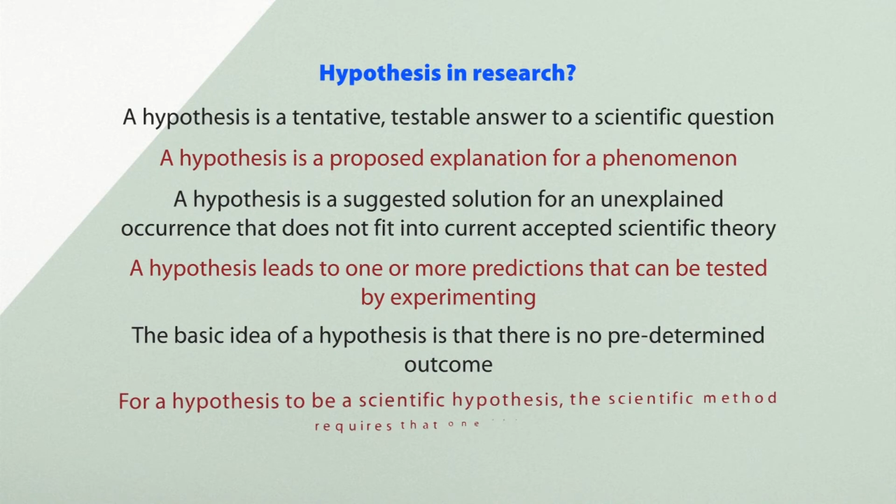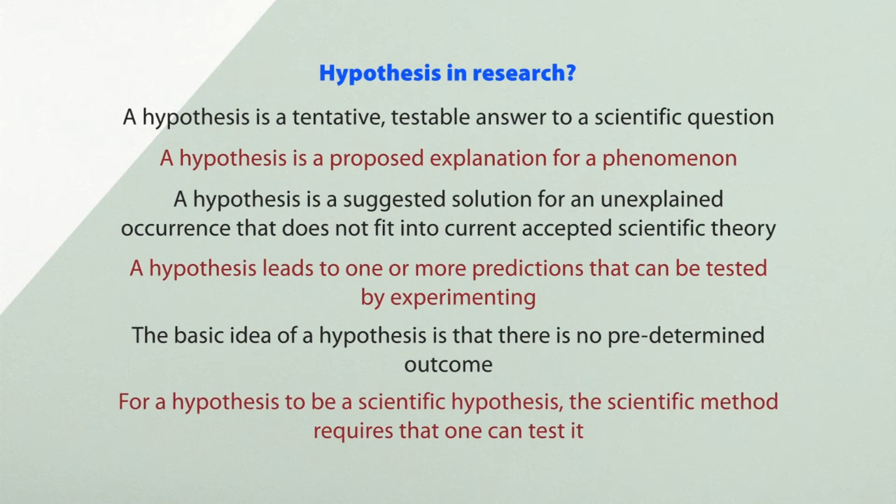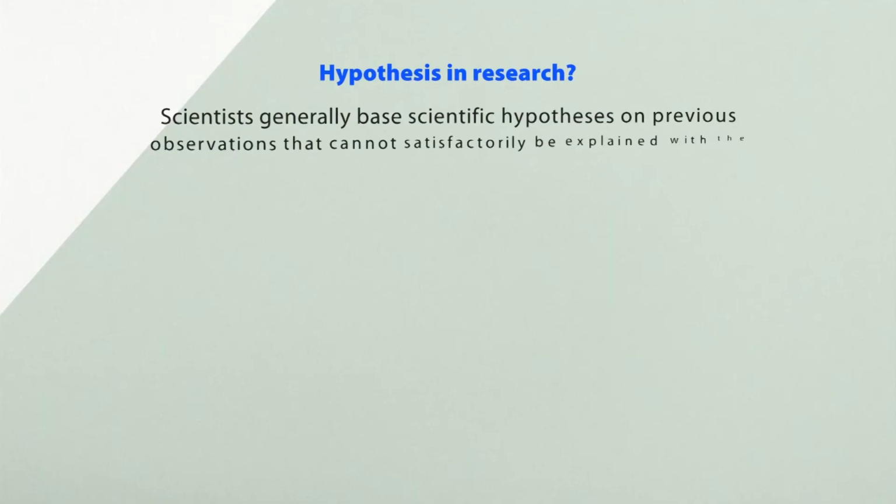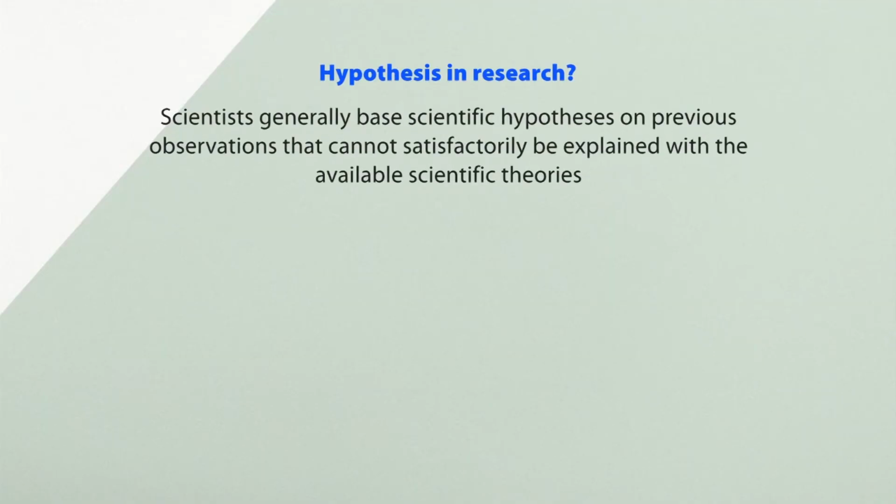So for a hypothesis to be a scientific hypothesis, the scientific method requires that one can test it, and we will definitely talk about it when we start testing the hypothesis. We try to take some more examples which can address certain questions which come to the minds of researchers, or the grassroots researchers who have just initiated their research. So scientists generally base scientific hypotheses on previous observations that cannot satisfactorily be explained with the available scientific theories.